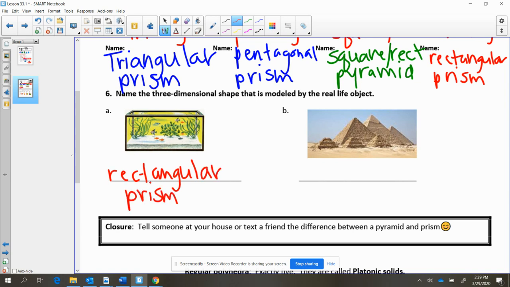And then in example B, again, we don't have a great amount of information to say if this is officially a square or a rectangle. So to be safe, we're going to call it a rectangular pyramid. And if you know that your base has 4 congruent sides, you could specifically call it a square.